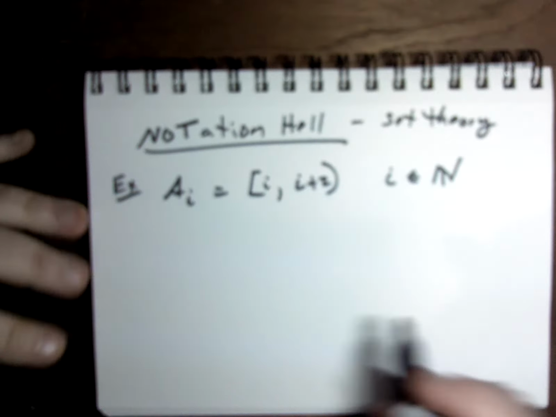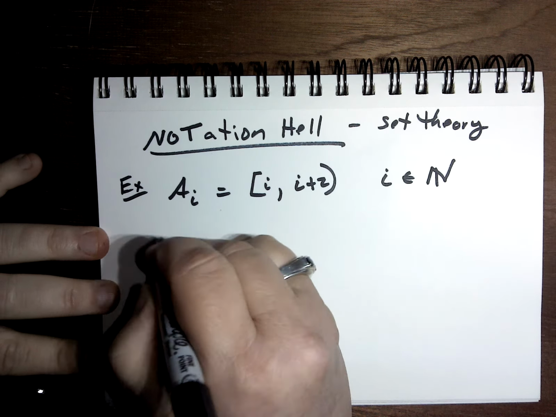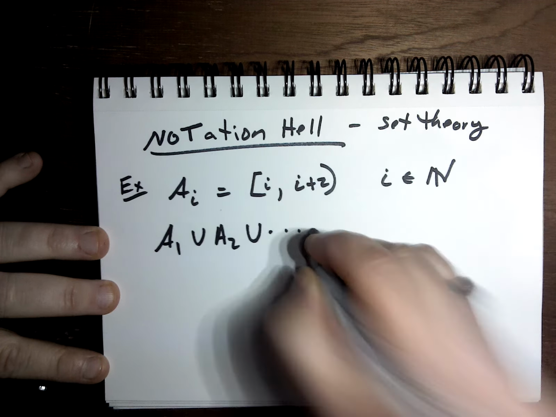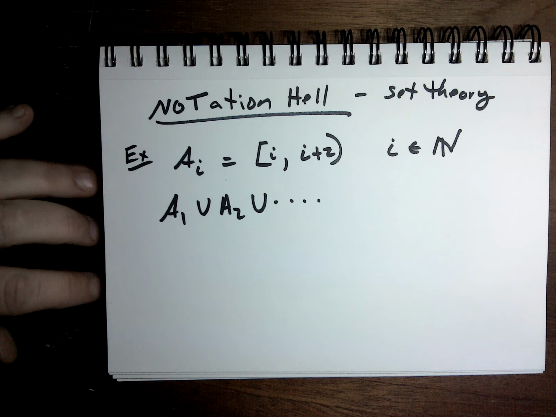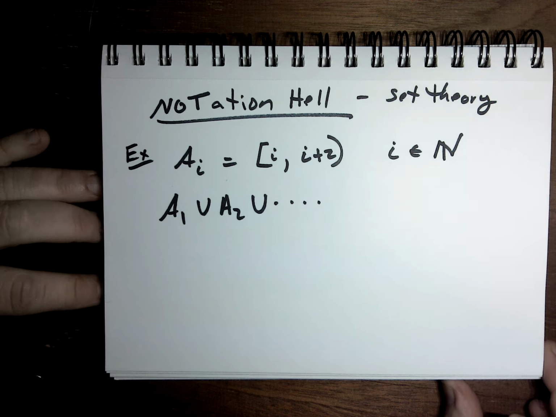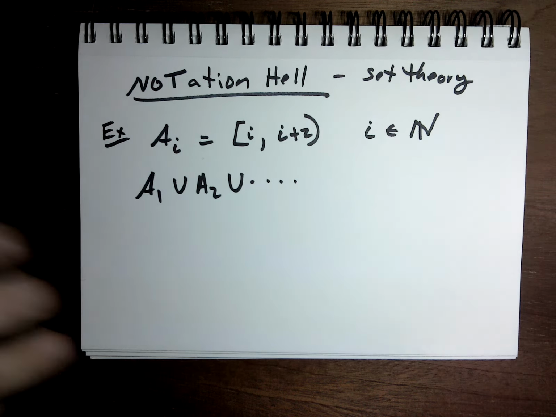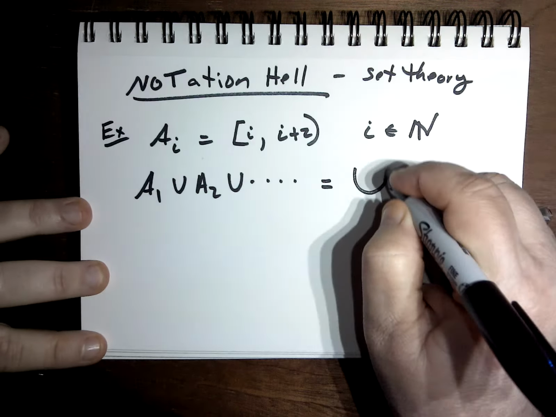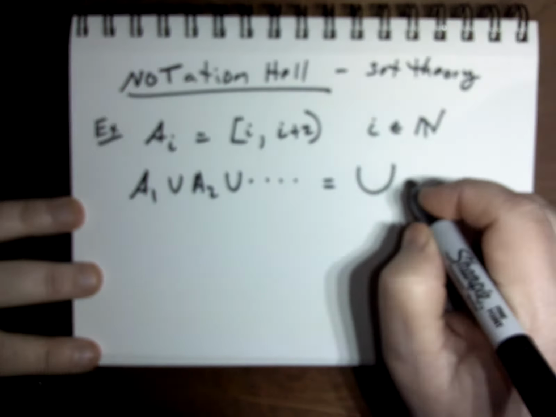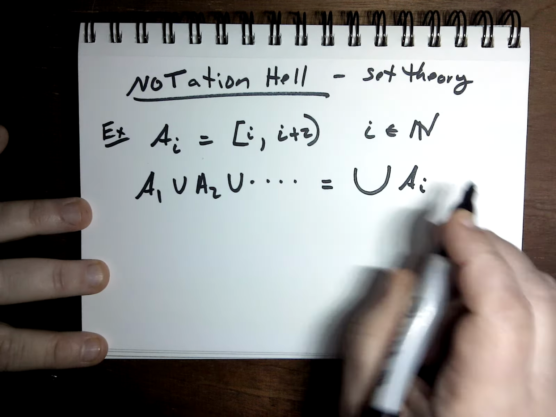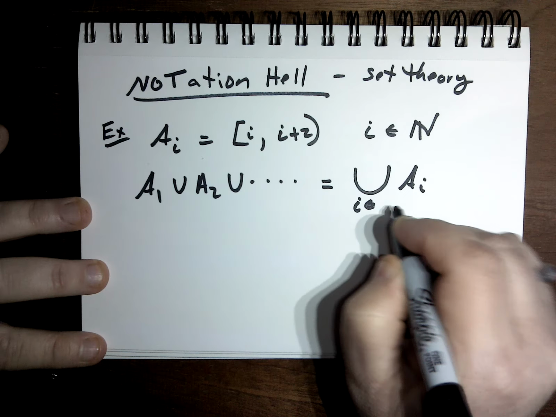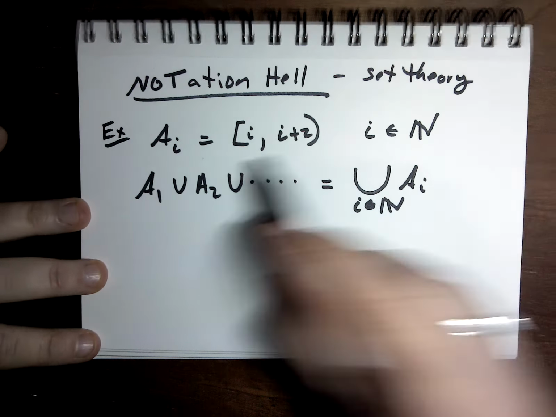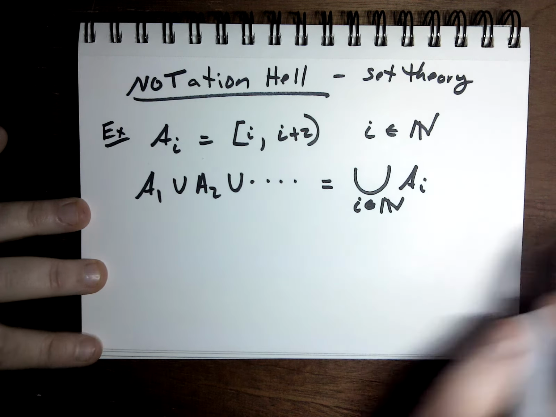If I want to talk about doing the union of all of these, I could say A1 union A2 union ... But the dots go on forever, and it's not closed. And mathematicians like things kind of closed. The dots are annoying. So I could also write this as a big U, meaning union, of A sub i, but then I need to tell you what the i is. I'm going to say i is an element of the natural numbers. And of course, what is the union of all these things? That's an interesting question.